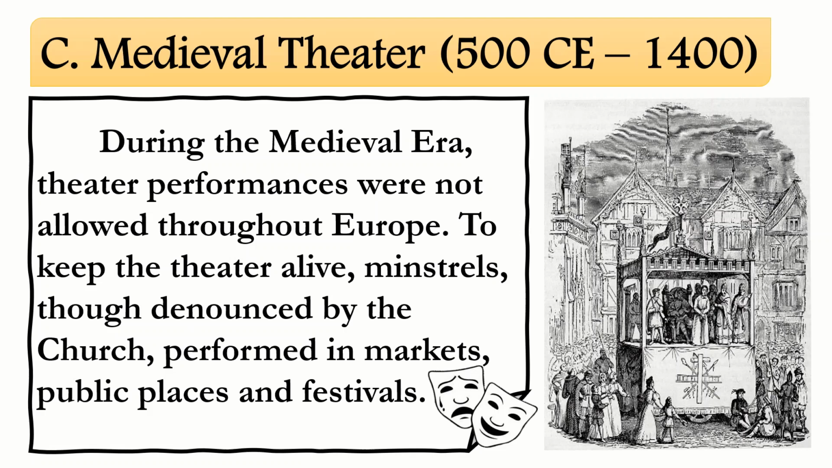Now, let's have the medieval theater. During the medieval era, theater performances were not allowed throughout Europe. To keep the theater alive, minstrels, though denounced by the church, performed in markets, public places, and festivals. They traveled from one town to another as puppeteers, jugglers, storytellers, dancers, singers, and other performers in other theatrical acts. These minstrels were viewed as dangerous and pagan.